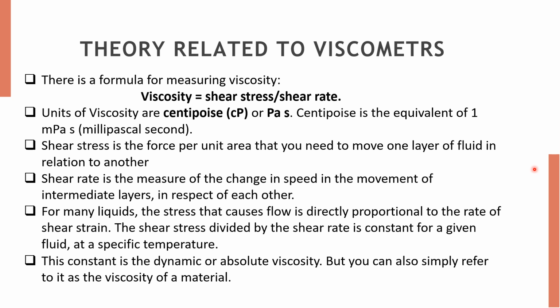For many liquids, the stress that causes flow is directly proportional to the rate of shear strain. The shear stress divided by the shear rate is constant for a given fluid at a specific temperature. This constant is the dynamic or absolute viscosity, but you can also simply refer to it as the viscosity of a material. There is another type of viscosity called kinematic viscosity. To measure this kinematic viscosity, we need a device called rheometers.